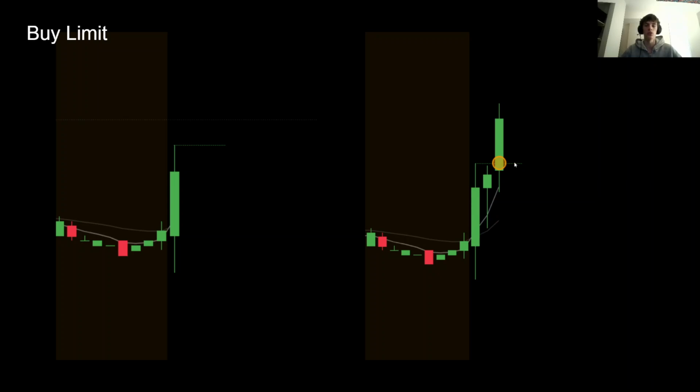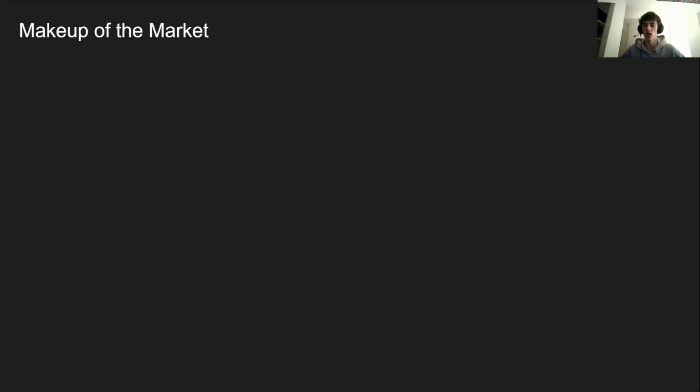This is the absolute limit of the price and the dollar amount that I'm willing to pay for my shares. And so that's orders. And then what makes up the market? Who is trading in the market?